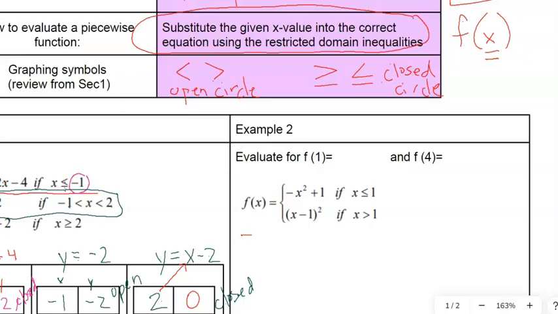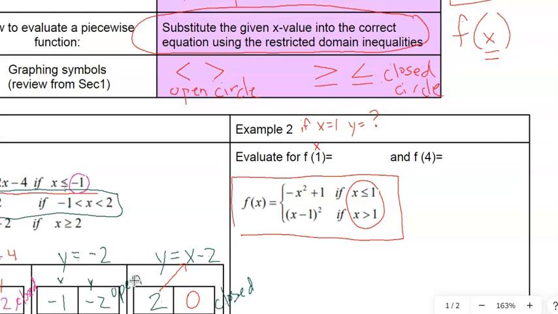So we've got this piecewise function, and it says evaluate for f of 1. So remember, this is my x value. So it's saying, hey, if x equals 1, what is the y value? So I look at this domain restriction first. This is how we're going to tell. So if x is less than or equal to 1, I use my top equation. And if x is greater than 1, we use the bottom equation.